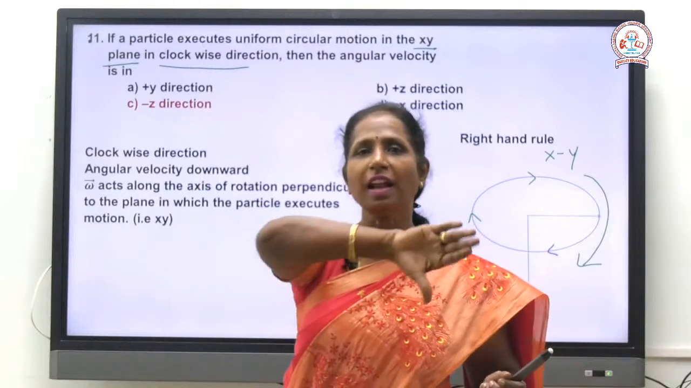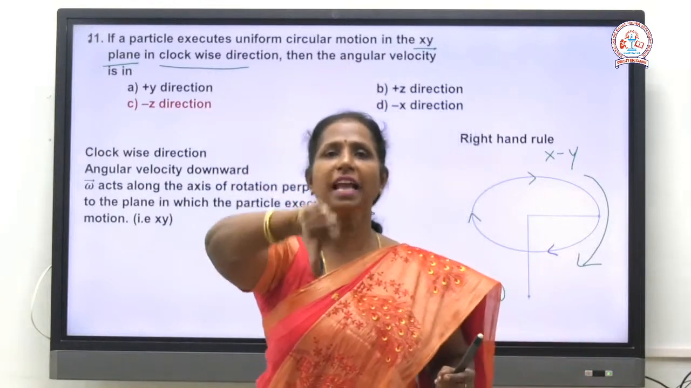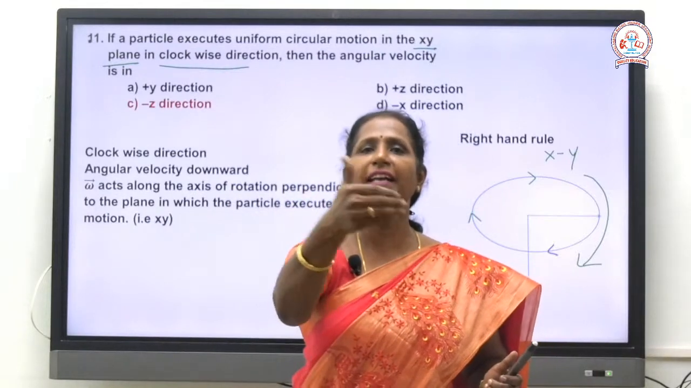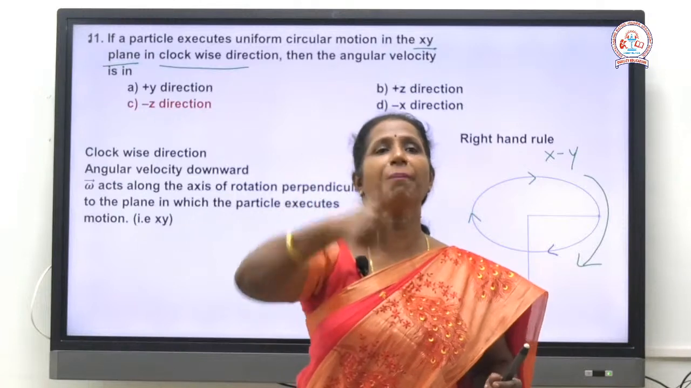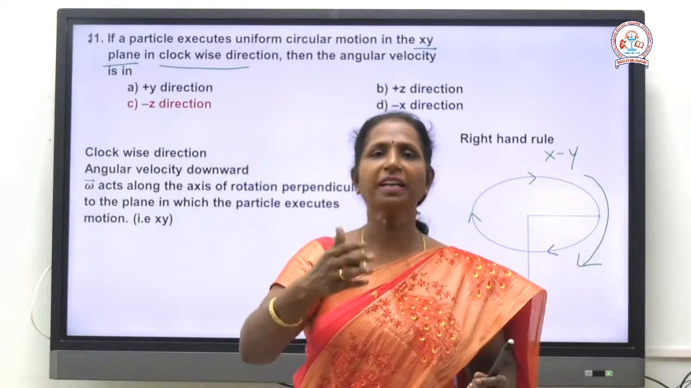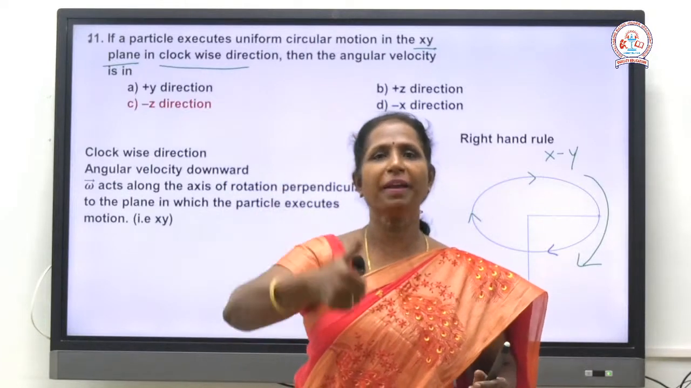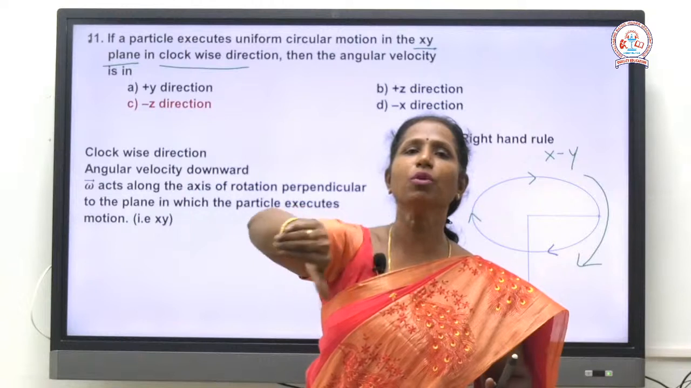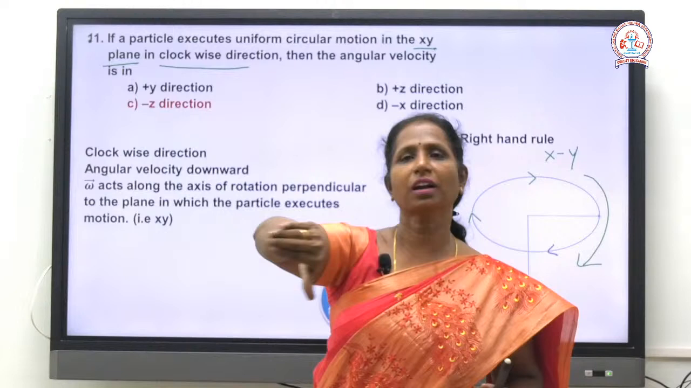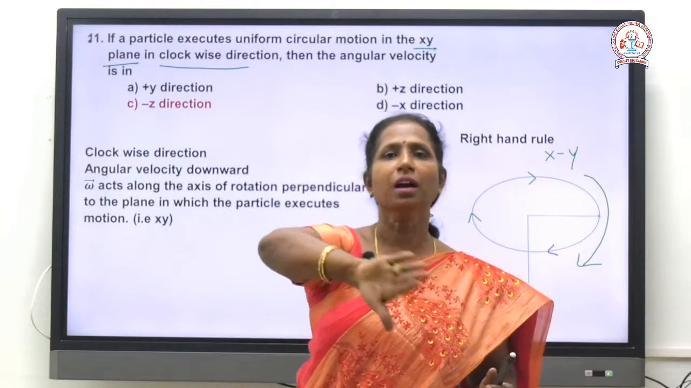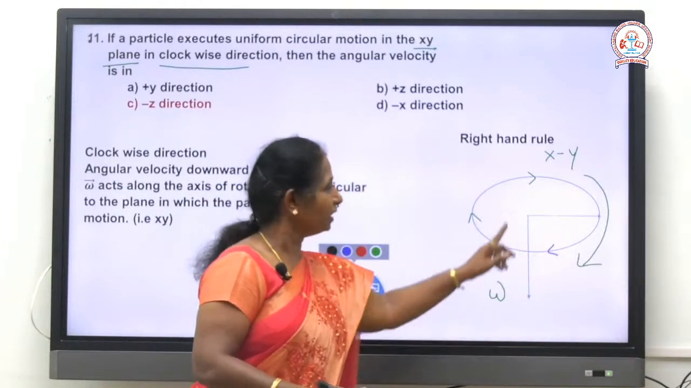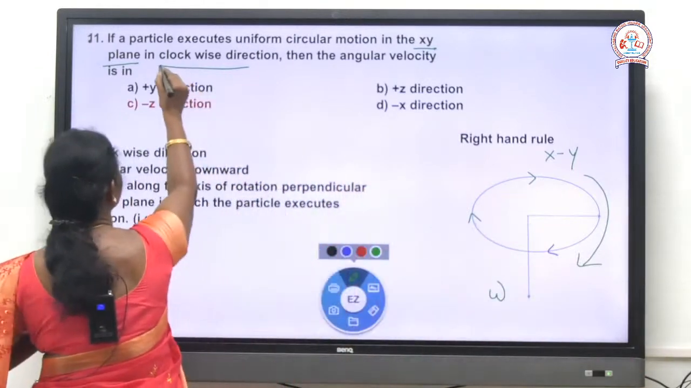If the particle is moving in clockwise direction, angular velocity will be along the axis of rotation in the downward direction. If the particle moves in anti-clockwise direction, angular velocity will be in the upward direction. We have studied this in theory. So anti-clockwise means upward, clockwise means downward. Is it clear?